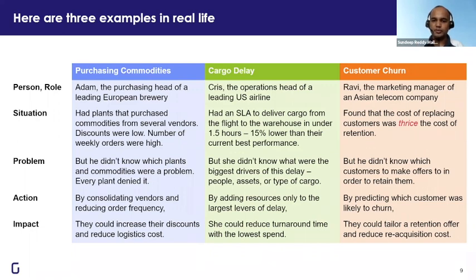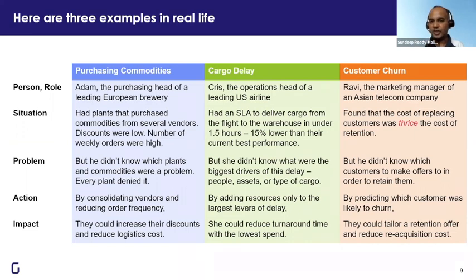But she didn't know where the problem is, because the biggest driver is the number of people employed in each shift, morning, evening, day shift, and the assets they have, things like forklifts, inventory, bubble wrap. Each of these are in theory more than sufficient for their annual revenue in terms of the workload. But adding resources alone would not help. So they have to understand what are the levers that they can use to reduce the turnaround time with limited spend.